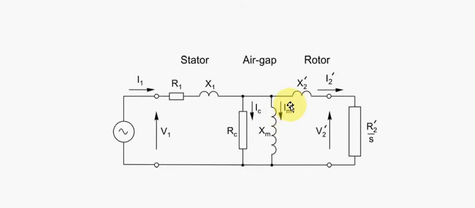So if we can maintain Im as a constant, then the flux in the air gap also remains a constant. And if we can keep the flux in the air gap constant, well, then we can deliver constant torque.